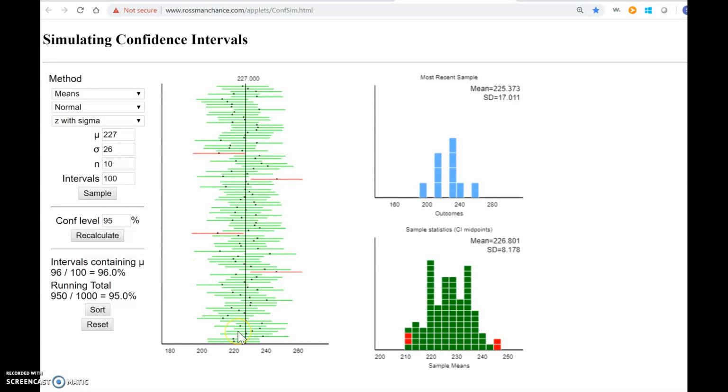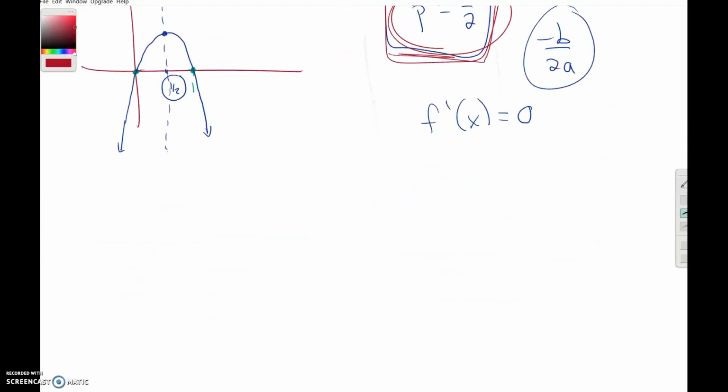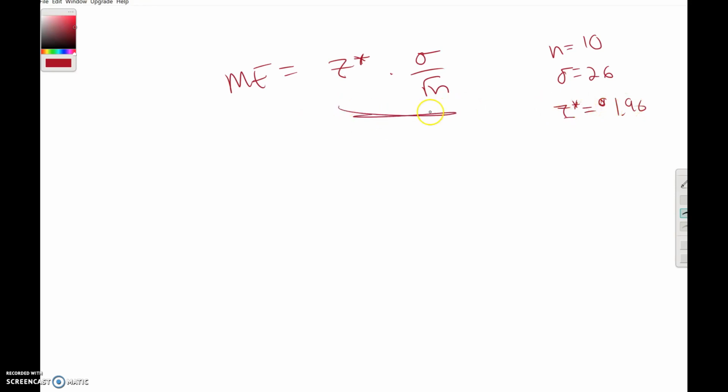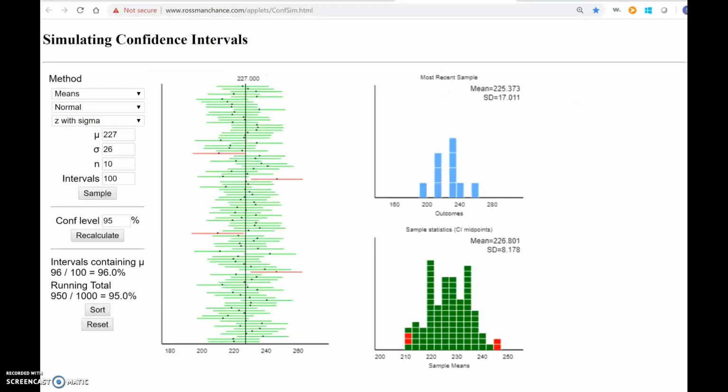Why might that be? Well, they're the same length because the margin of error is calculated using z-crit times the standard deviation over the square root of n. Your sample size is the same, your sigma is the same, and your z-crit is the same because it's a 95% confidence interval, right? 1.96. So of course, your widths are the same for every single one of those intervals.